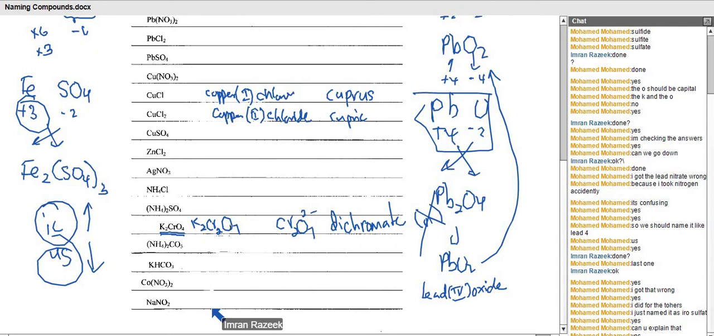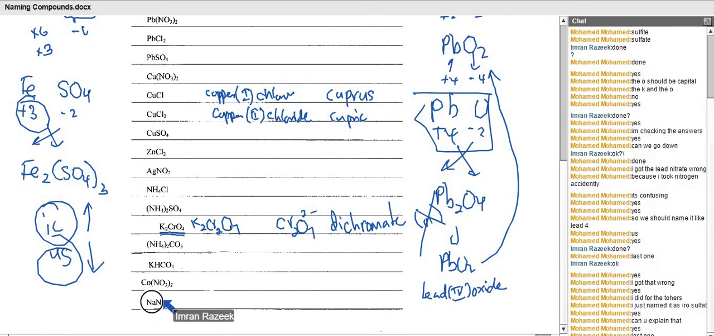And sodium nitrite. Sodium nitrite. Sodium nitrite. Okay. All correct or anything to be clarified further? The last one is nitrite, because of the lower number of oxygens, NO2. With NO3, nitrate. NO3 is nitrate, NO2 is nitrite. So this is sodium nitrite.